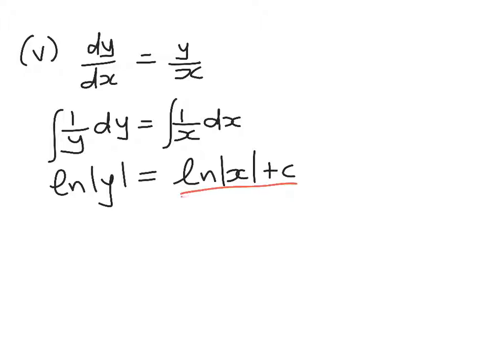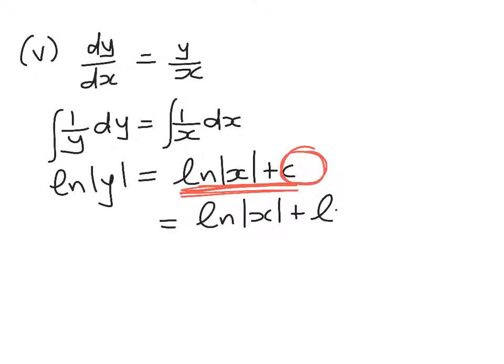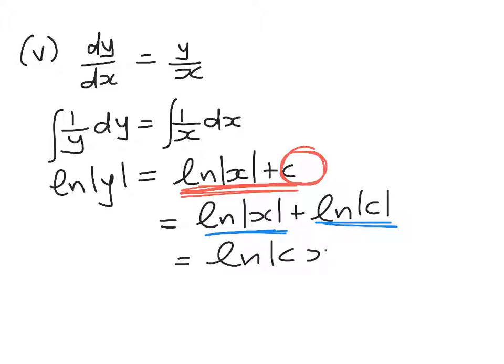But I want you to notice here something else I can do with this. It's going to make it a bit easier. C is an arbitrary constant, so I can transform this into the natural log of x plus the natural log of c. Now I can apply my log rules from year 11 and put these two together, and it's going to get much nicer. So on this side I'm now going to have the natural log of cx, and on the left hand side I've still got the natural log of y.